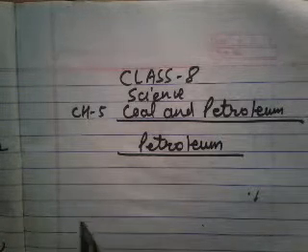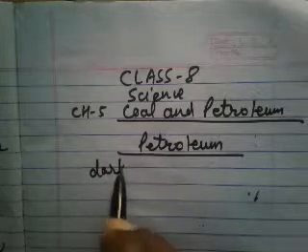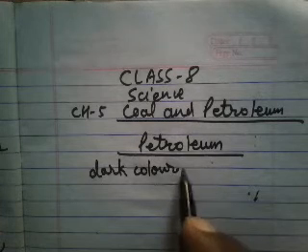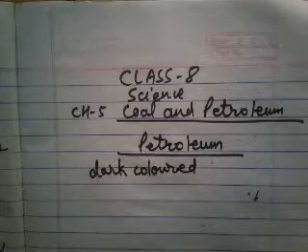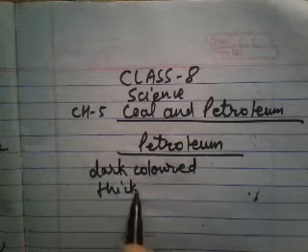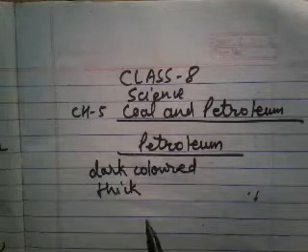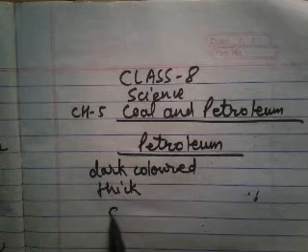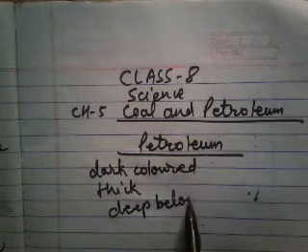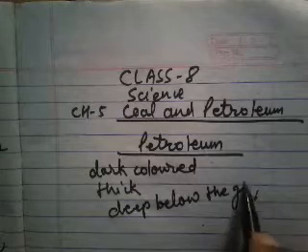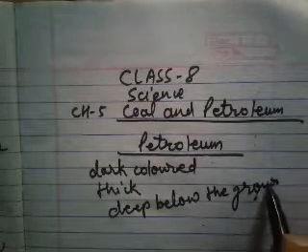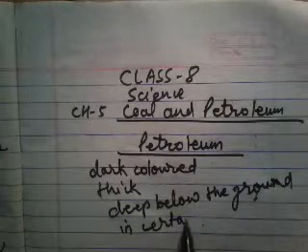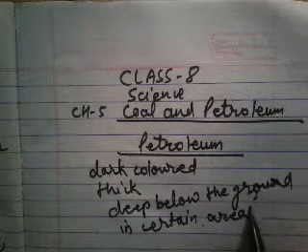Petroleum is a dark colored liquid. What is the color of petroleum? It looks like a dark colored liquid, thick in nature, and where is it found? It is found deep below the ground, but in certain areas, not everywhere.